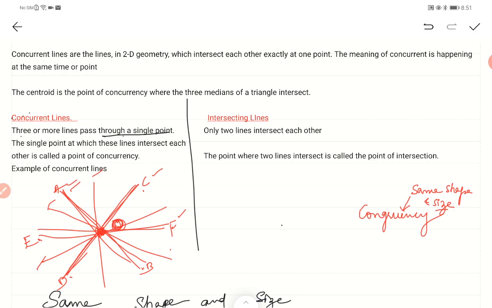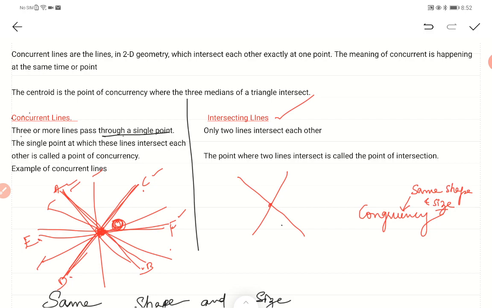Now you may get confused with intersecting lines. Intersecting lines means you have only two lines intersecting at a single point. I think you have already studied intersecting lines in the previous class as well.